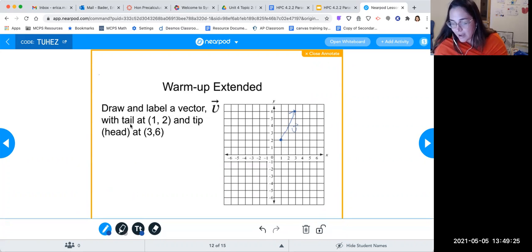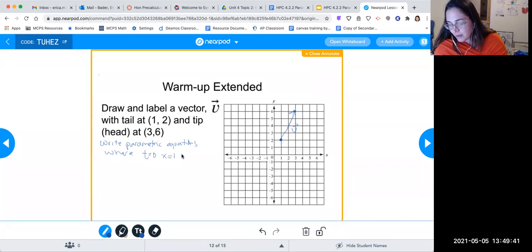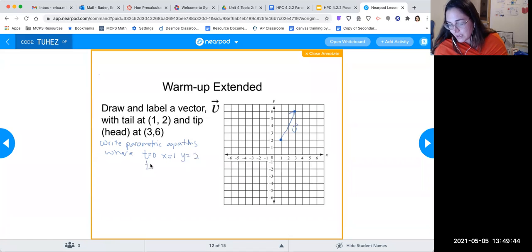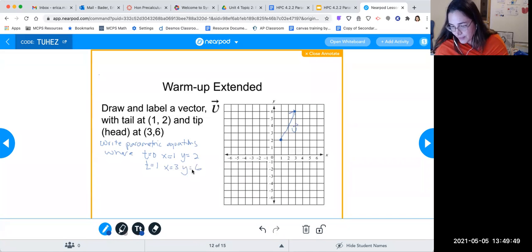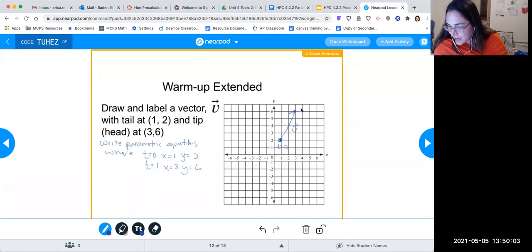Okay, so what if we had to write parametric equations where when t equals 0, x equals 1 and y equals 2, and when t equals 1, x equals 3 and y equals 6? There is a way to do that, and I'm just going to show you. Here is the point (1, 2), where time is 0. And here is the point (3, 6), where time is 1.